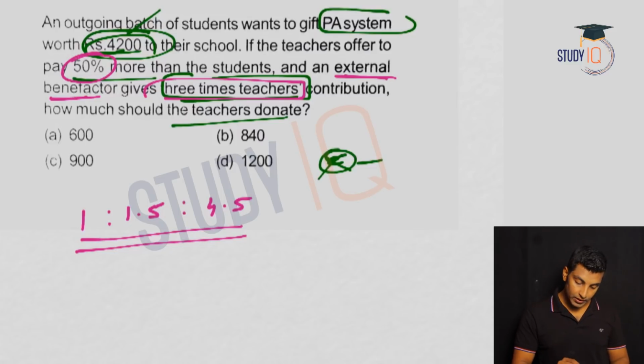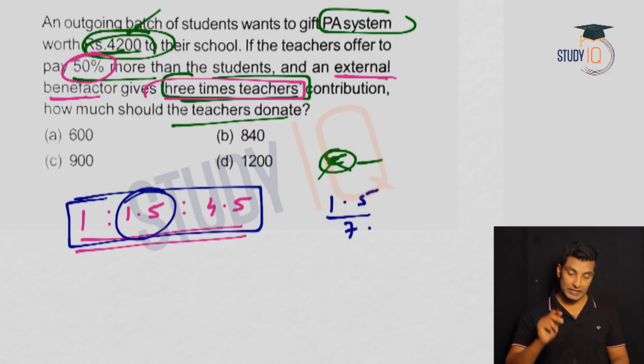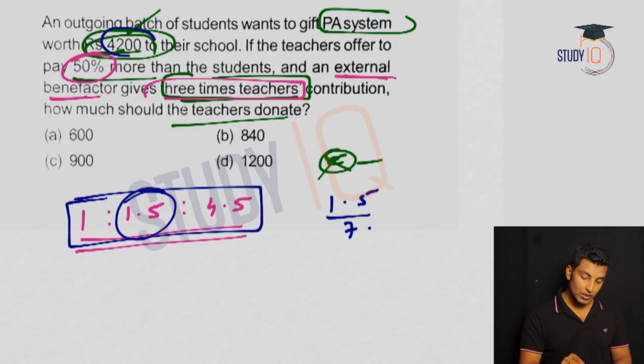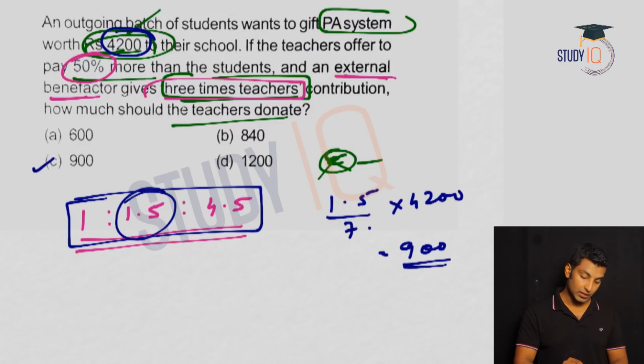So if this is the ratio, we know the teacher's share is 1.5 out of 7, right? So if 7 is the amount, teachers will contribute 1.5. So instead of 7, it is 4,200 which is given. So just multiply with 4,200 and you will get 900 as the contribution of teachers, and you will mark C as the answer. So this is what you need to do.